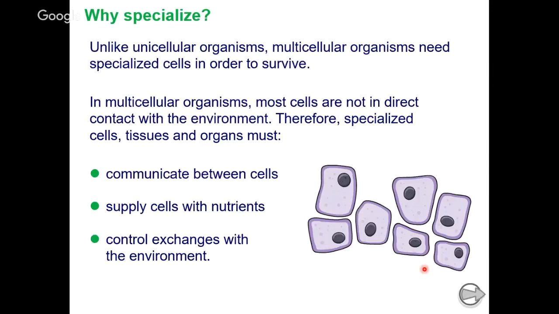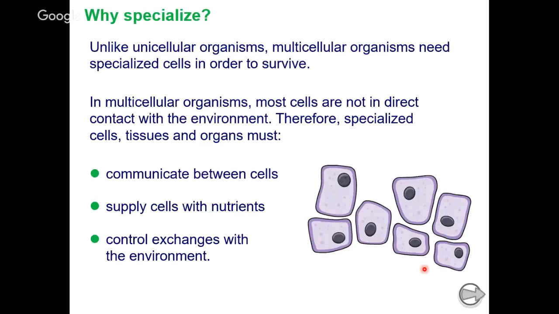So different parts of the body are actually going to, for example, supply the nutrients to those cells which are deep inside the body. They're going to have to be able to control all that stuff, the oxygen and all the food that comes in from the outside environment. Also going to need communication between different parts of the body. So that's why in a big multicellular organism, we need specialization.